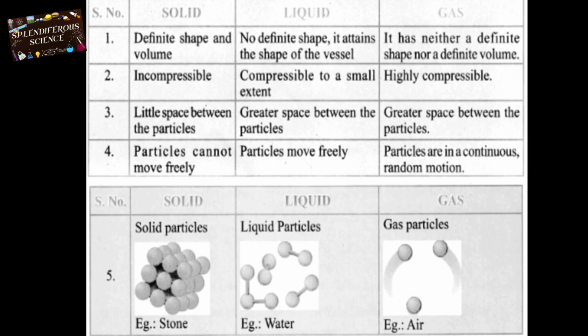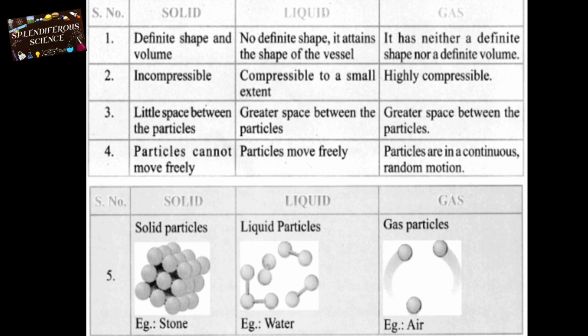Second point, solid is incompressible. Liquid is compressible to a small extent. Gas is highly compressible. Third point, solid has little space between the particles. Liquid has greater space between the particles. Gas has greater space between the particles when we compare it to the solid and liquid.